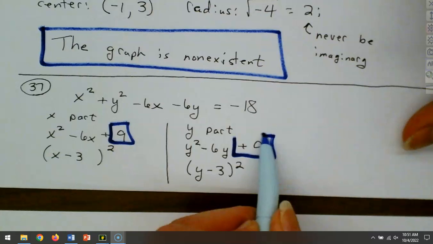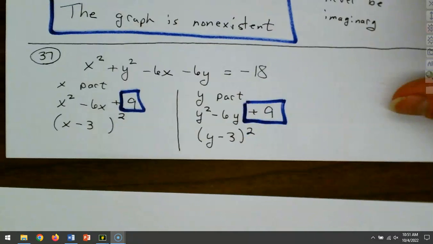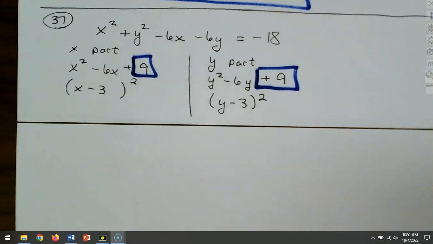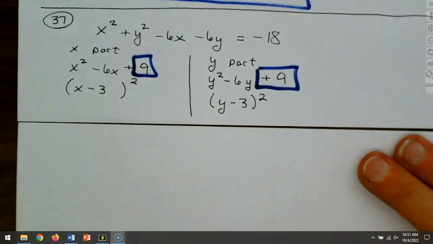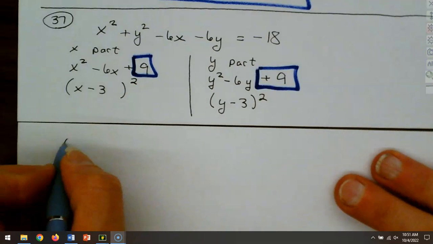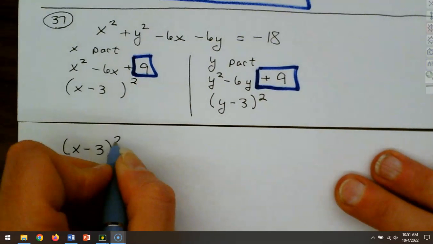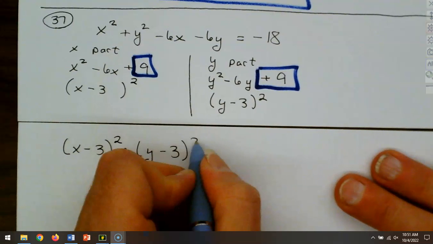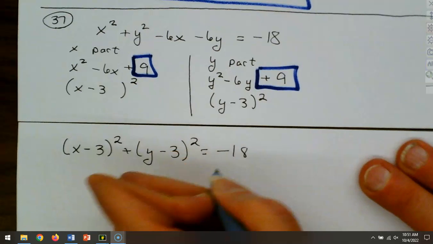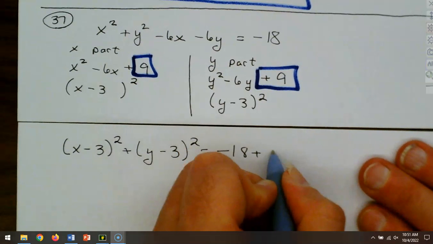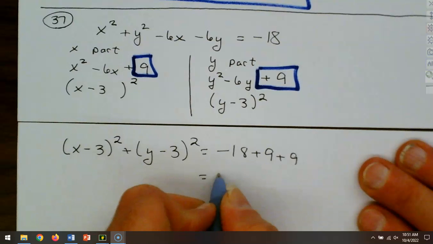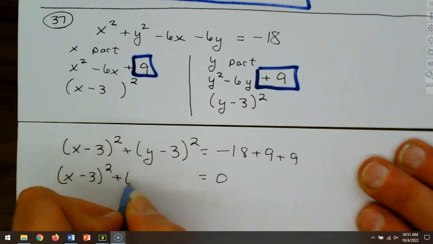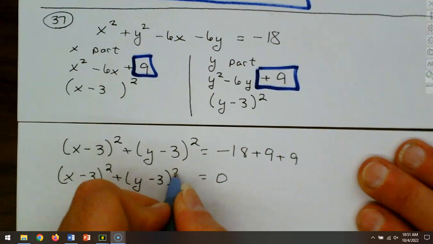Now, what's different about this one? Well, when I put it all together, what's going to happen? It's all going to go to 0, won't it? Because on this one, we've got x minus 3 quantity squared. We've got a y minus 3 quantity squared. We have a minus 18 already on the right. We're going to add 9 and add another 9, and that then makes it what? 0.